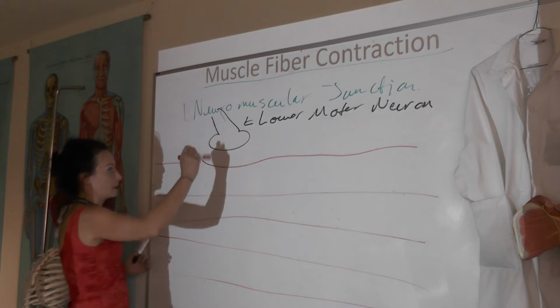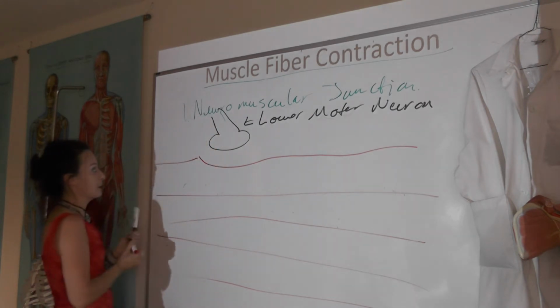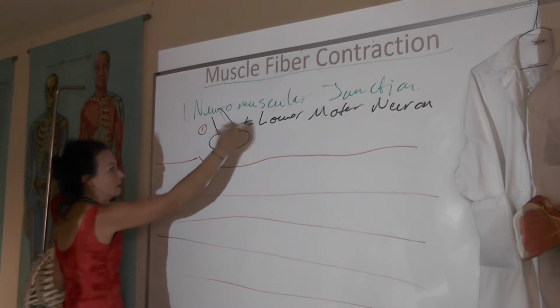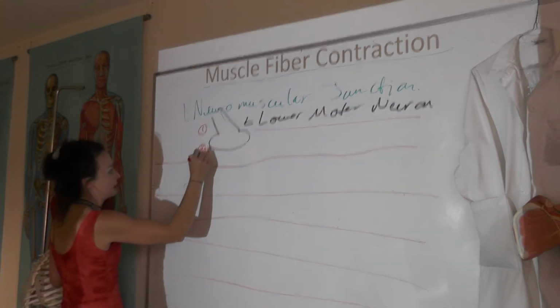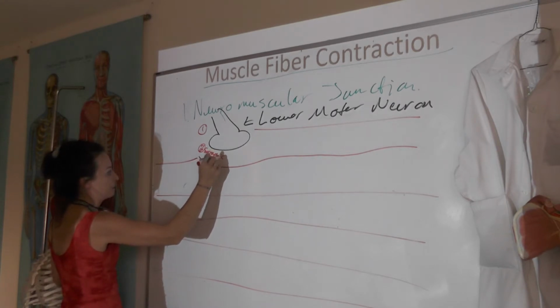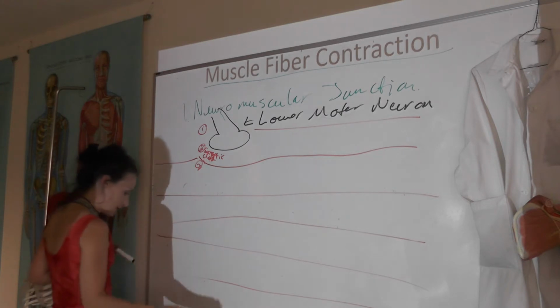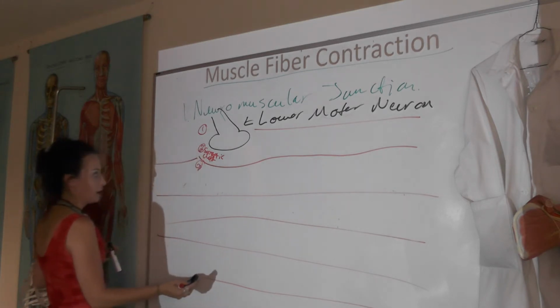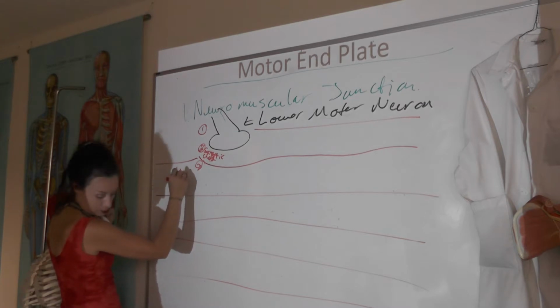The neuromuscular junction is where the neuron meets the muscle. There are 3 parts of a neuromuscular junction. 1, the lower motor neuron. 2, the synaptic cleft. And 3, the motor end plate.